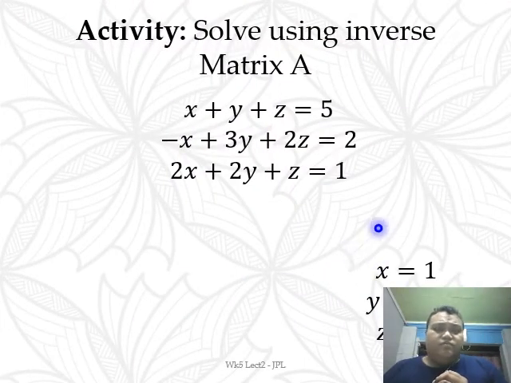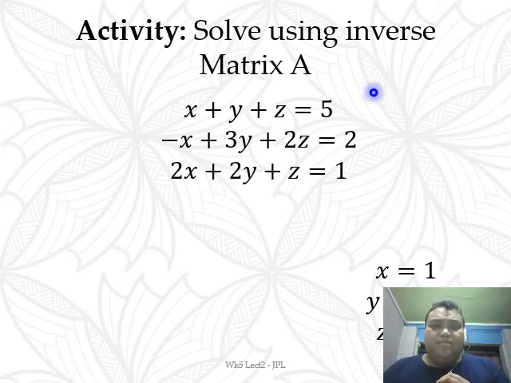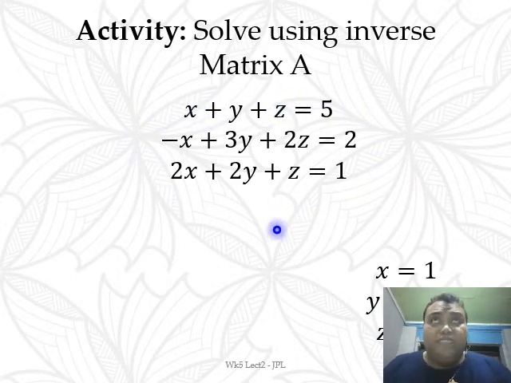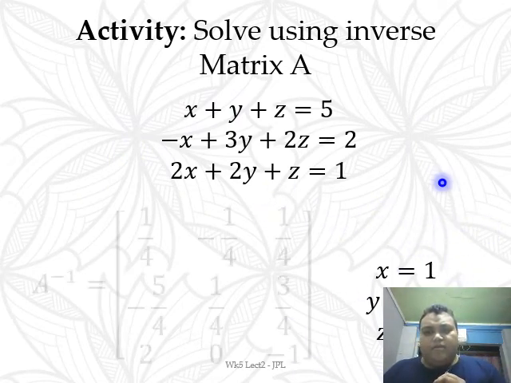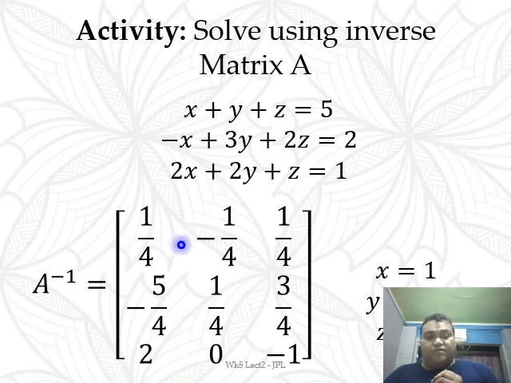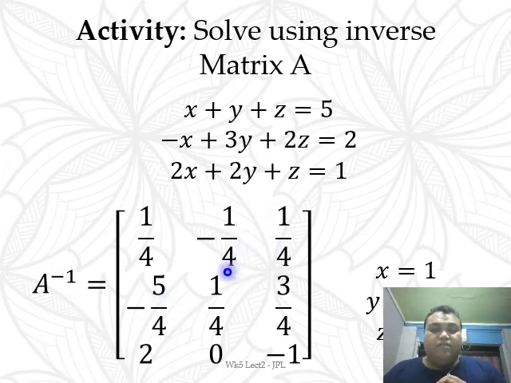So, an activity for you. Please pause our lecture and try to work out the matrix here. Solve the system of linear equations using the inverse matrix. I've given you the inverse. For you to do, look at the inverse and multiply it with matrix B, which is 5, 2, and 1, and you should get our solution: X equals 1, Y equals negative 5, and Z equals 9.